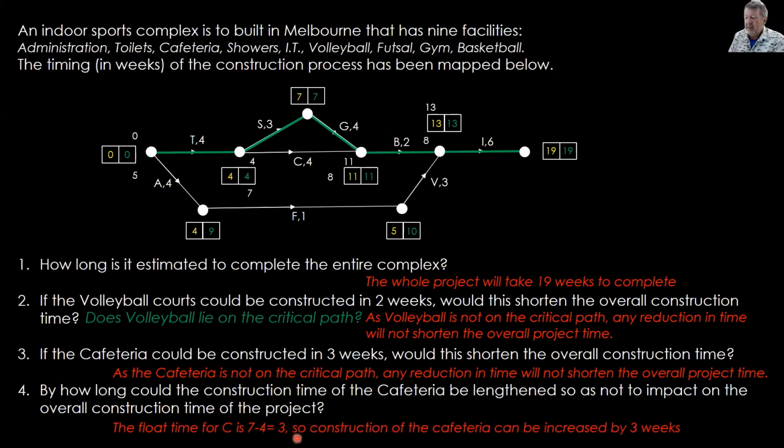So our answer would be the construction of the cafeteria can be increased by a maximum of 3 weeks without affecting the overall time. If it was 4 weeks, our critical path would then jump down here, not be up there. We'd have float time up there. It would be 4 weeks. Another 4 weeks on that would be 8. 4 plus 8 is 12. Let's see how that changes.